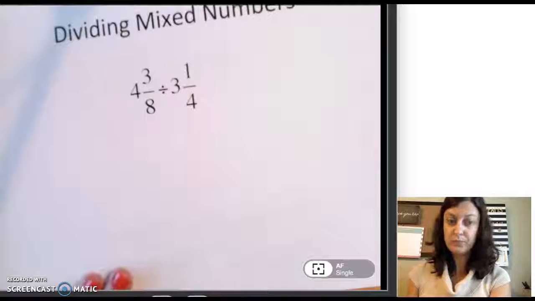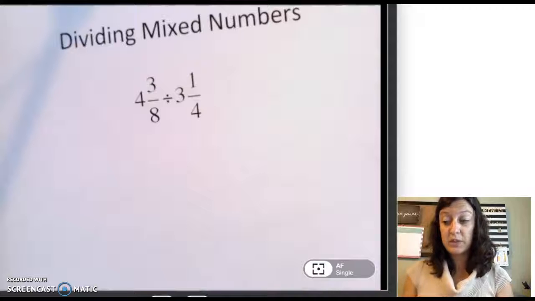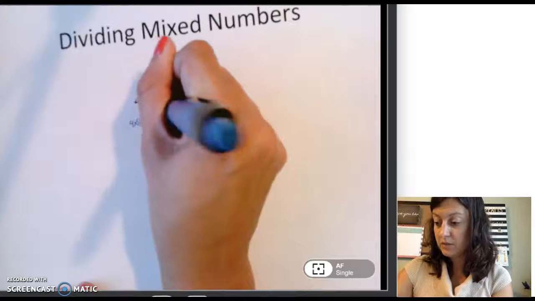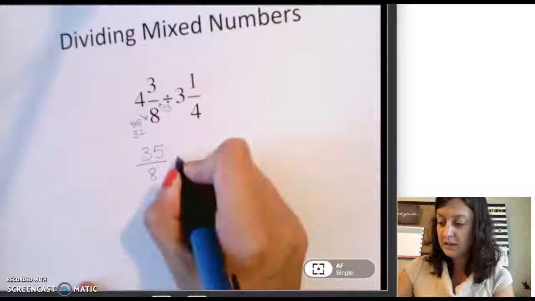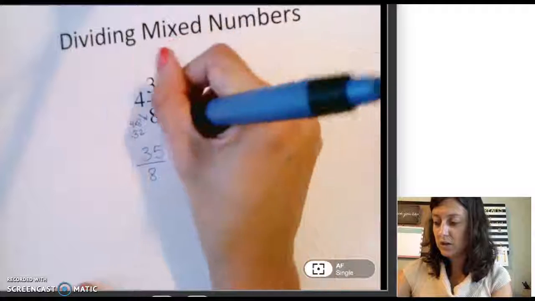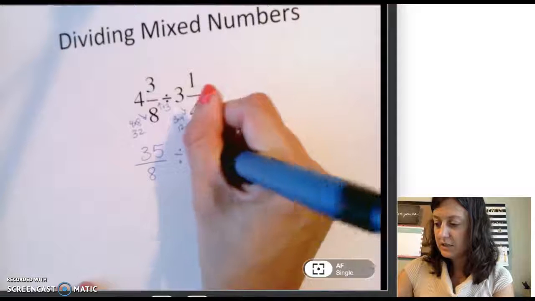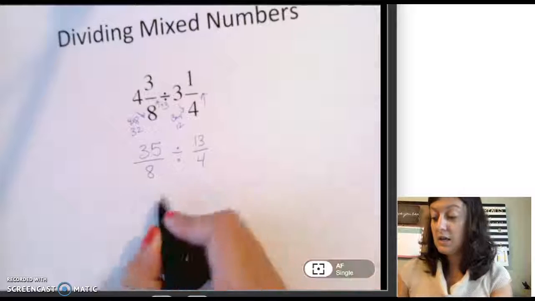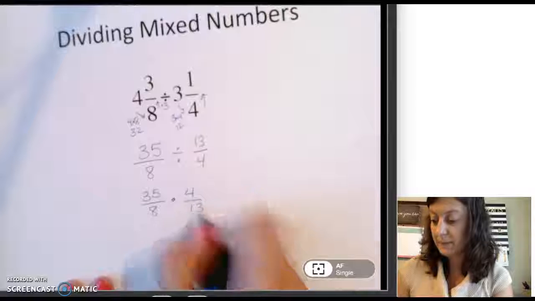One last problem. Dividing mixed numbers. Again, just like with multiplying mixed numbers, we're going to turn it into a common fraction first. 4 times 8 plus 3, 32 plus 3 is 35/8. I'm not going to turn it into a multiplication problem yet. That's complicated and not good. 3 times 4 is 12 plus 1 is 13/4. Now that we have one solid fraction on both sides, flip it.